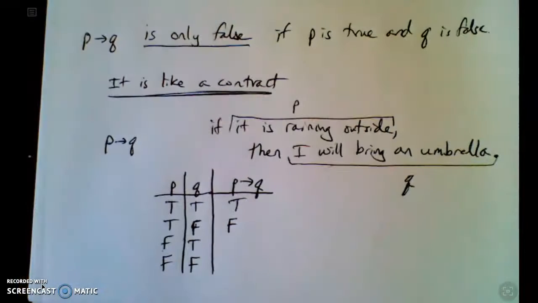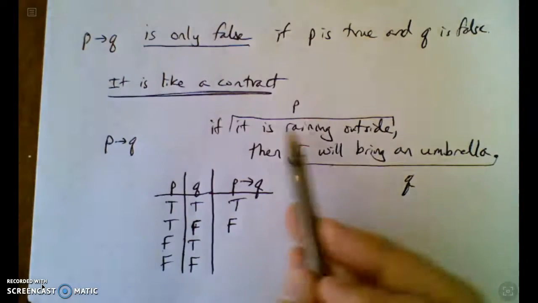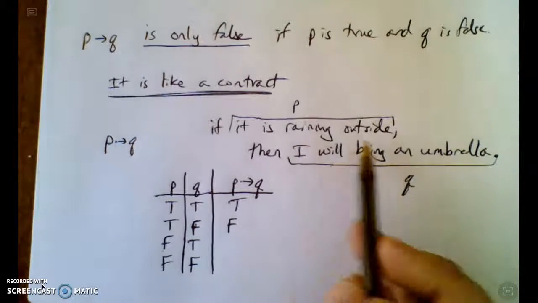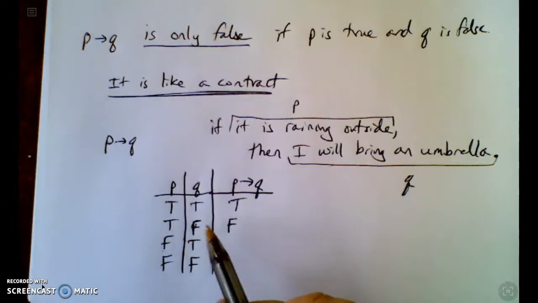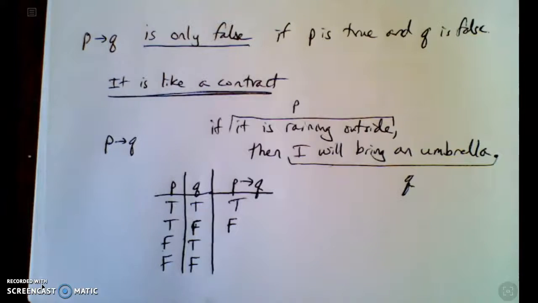Those two make sense to people, usually. You're like, okay, true and true, makes sense that you kept your contract. The other part, the first part's true and the second part's false, you just broke your contract. What's weird for people is this one right here.